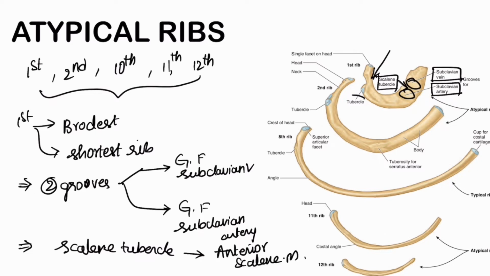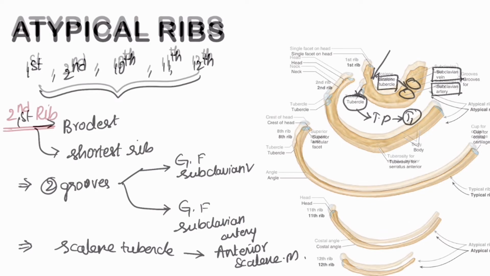And this first rib also has a tubercle. This is the tubercle here. This tubercle is attached to the transverse process of the T1 vertebra. And that's all about the first rib.